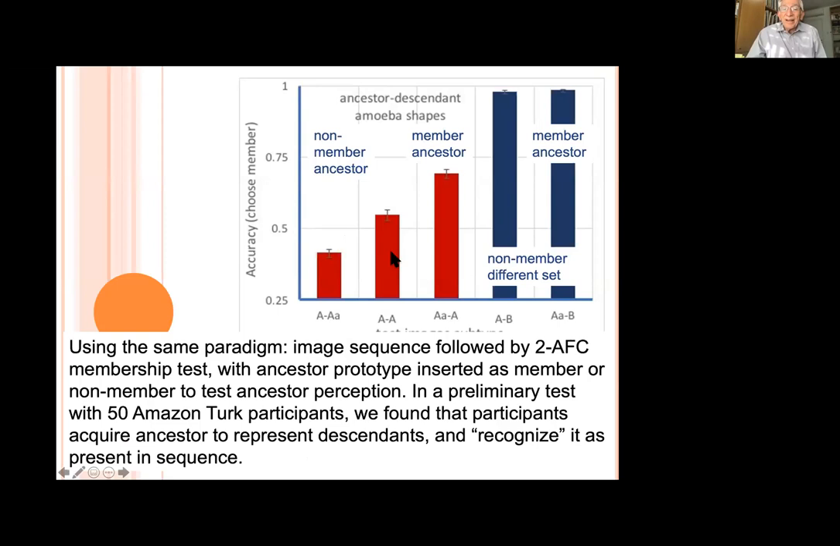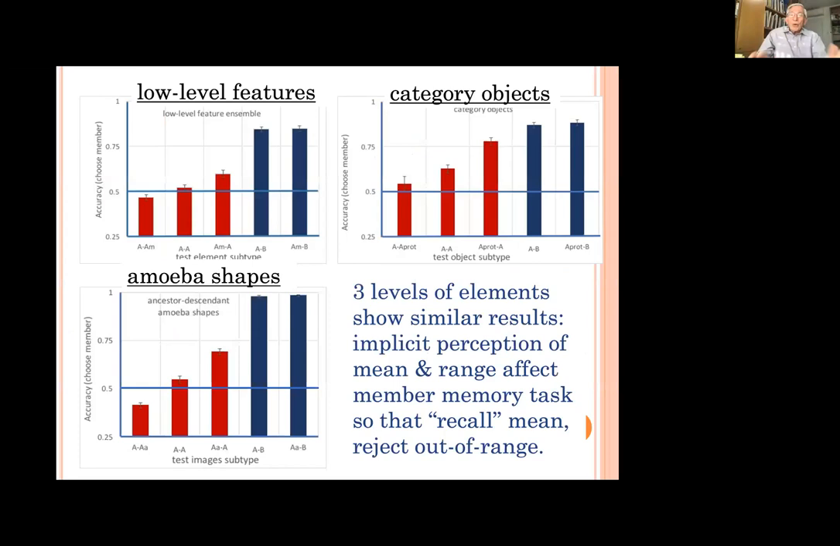When they're both descendants of the same category, both the new and the seen, and when the seen one is equal to the ancestor, they're choosing it more. This is with 50 Amazon Turk workers. I never mentioned that. All our tests are done with Amazon Mechanical Turk so that we can do it online during Corona. Okay, so here are the three results for low-level features: size, orientation, and brightness. Here's for categories, and here's for amoeba shapes.